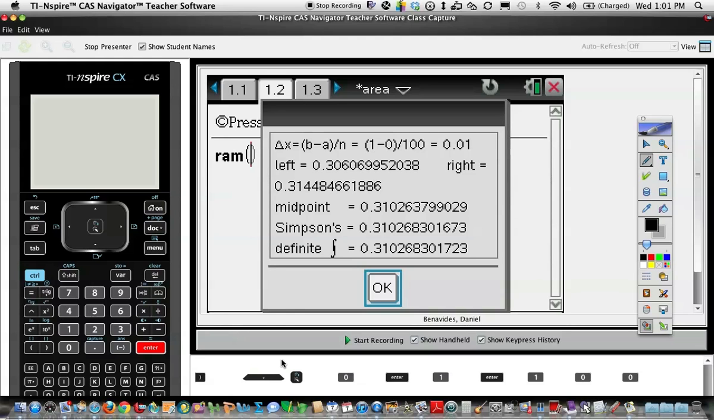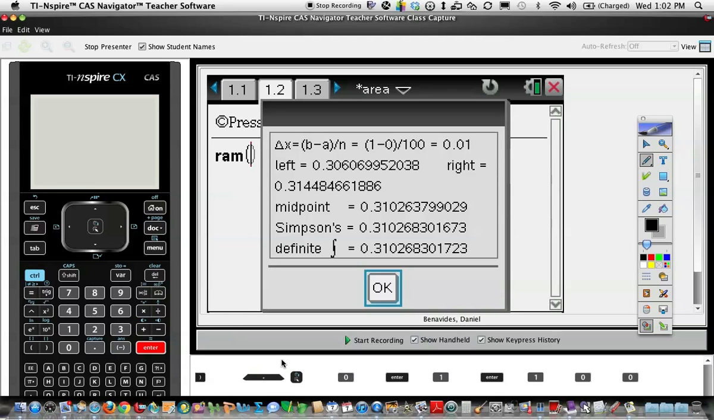Now, just a quick little look here at the accuracy of these. Look at your left and rights. 100 of them. Still only is accurate to the first decimal place, maybe with rounding to the second decimal place. Okay? Midpoint is accurate out to about the 5th decimal place. And Simpson is accurate out to 1, 2, 3, 4, 5, 6, 7, 8, 9 decimal places. And with rounding, even the 10th decimal place.